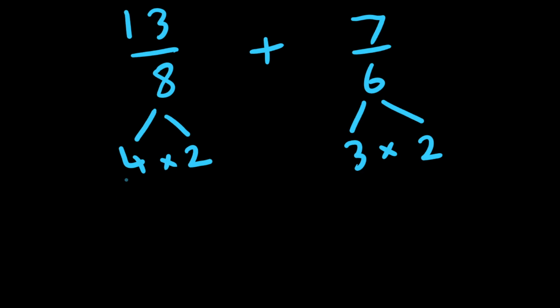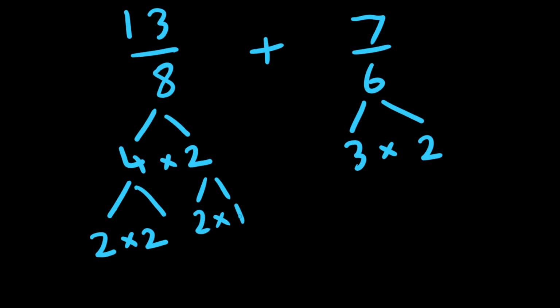And we keep doing this until we can't do it anymore. Let's look at each number now. Can we break down 4 any further? Well, yes, we can. 4 is just 2 times 2. Can we break down 2 any further? Well, not really. It just gets us to 2 times 1. But that's about it. We just stop there.